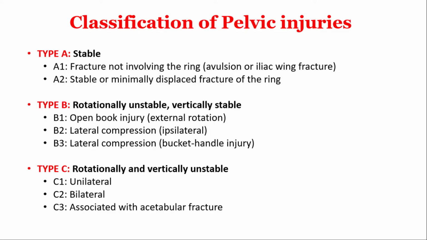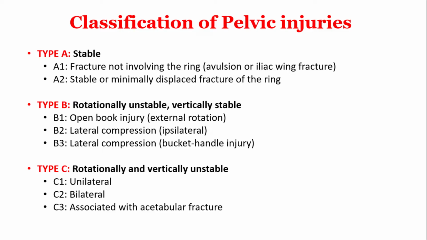Classification of pelvic injuries. Pelvic injuries are classified into three categories: type A, type B and type C. Type A are stable injuries. They are further subdivided into A1 and A2. A1 includes the fractures that do not involve the ring, like the avulsion injuries or the iliac wing fractures. A2 are the stable injuries or minimally displaced fractures of the ring.